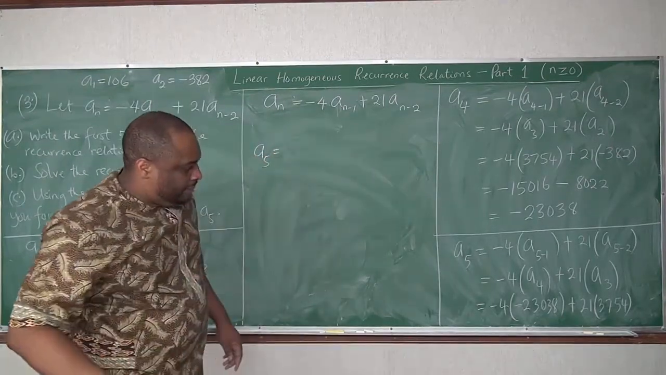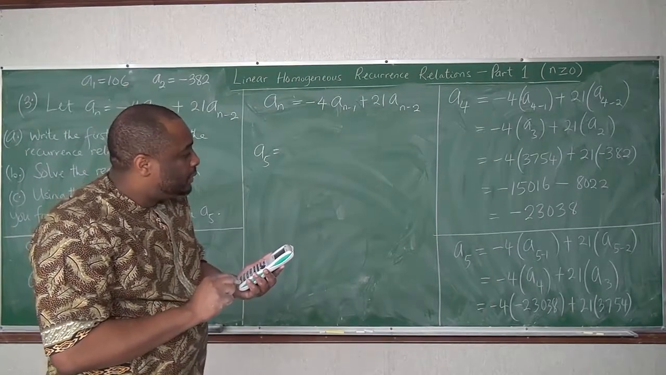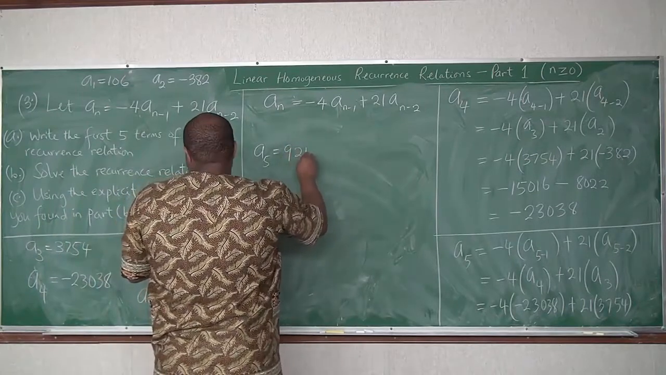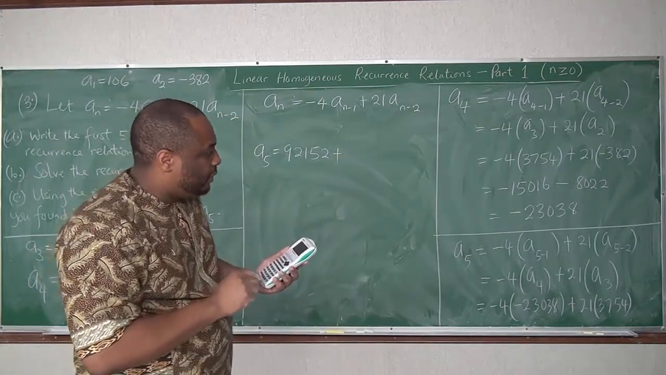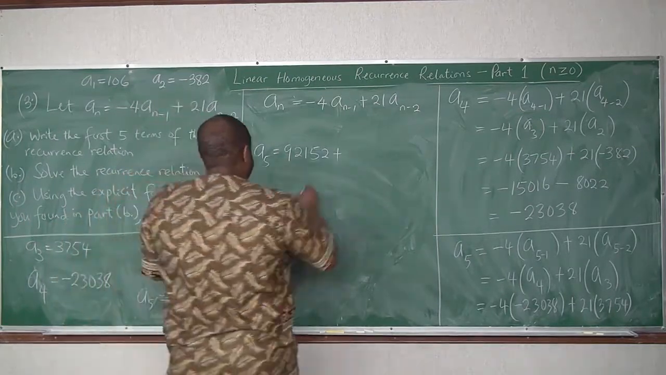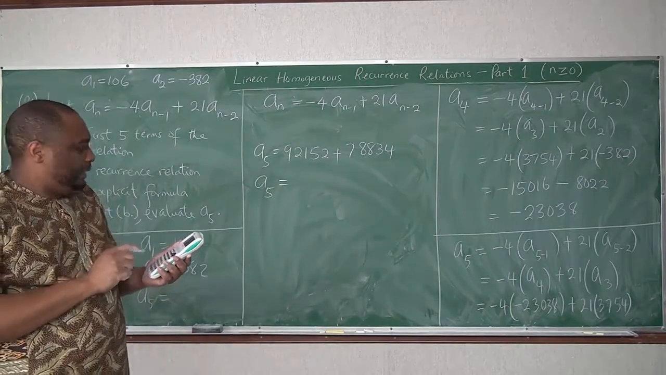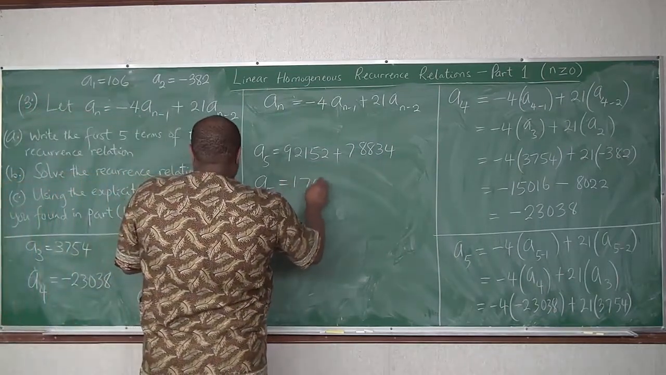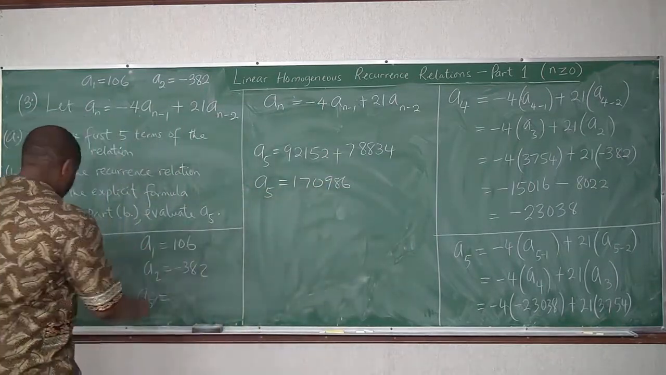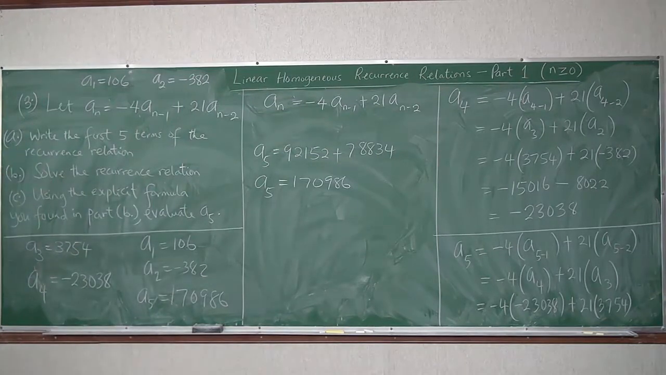So our A5 would be minus times minus is plus 4 times 23038. That is 92152 plus 21 times 3754 is 78834. So the fifth term would be this plus 92152, which is 170986. This is the fifth term. 170986. All right. We found the A part. We found it. The first 5 terms of the recurrence relation.